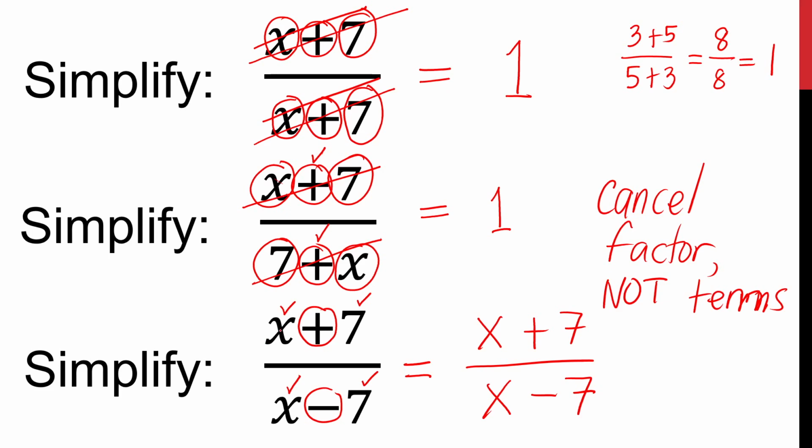Meaning, si x og si x i-cancel, it's a no-no. 7 og 7, if cancel, that's a no-no. Dapat factor like x plus 7, x plus 7, or 7 plus x, mao na pwedeng i-cancel out. Is this clear, section Glory? Yes, sir. Let's have more examples.